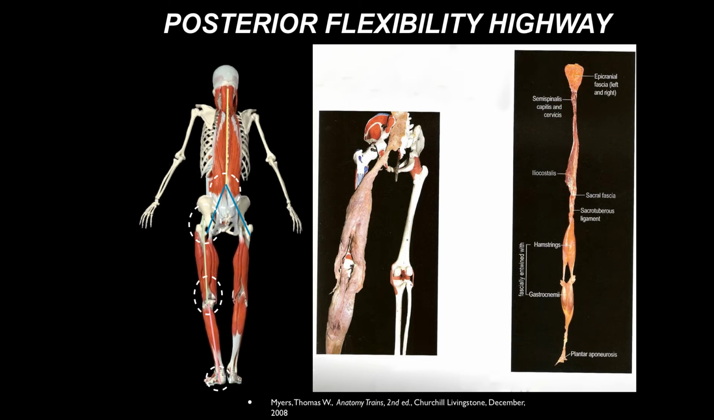These photos are taken from Thomas Myers' Anatomy Trains, second edition. Notice how the fascia all connects. Notice in the middle photo where the gastrocnemius and the hamstrings converge. Notice the longitudinal relationship from the foot at the plantar aponeurosis up to the epicranial fascia.